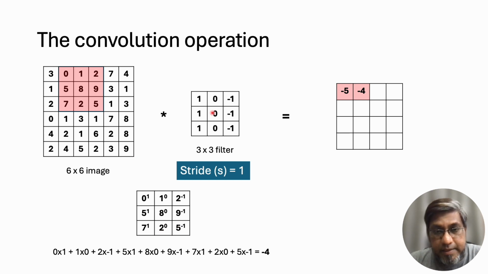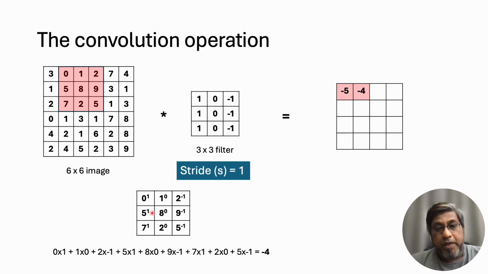And then the elements of the filter, which is 1, 0, -1, 1, 0, -1, 1, 0, -1. It is just superimposed. And we simply multiply those terms. 0 into 1 plus 1 into 0 plus 2 into -1 plus 5 into 1 plus 8 into 0 plus 9 into -1 plus 7 into 1 plus 2 into 0 plus 5 into -1, and we get the answer -4, which is the value of the second pixel in that position over here.